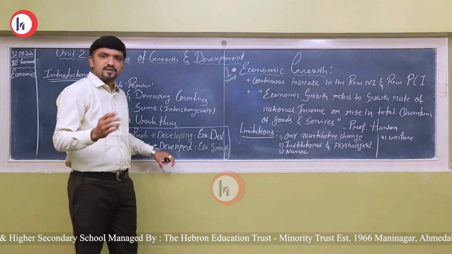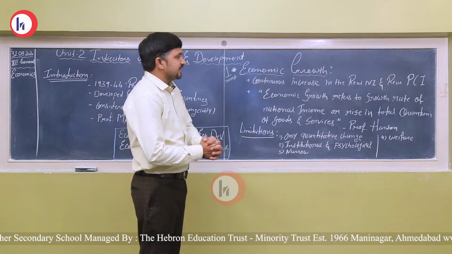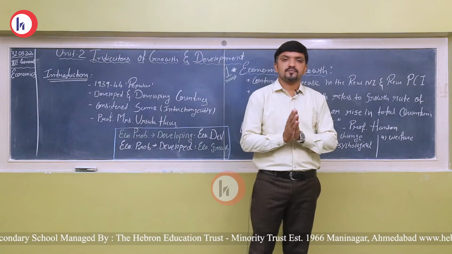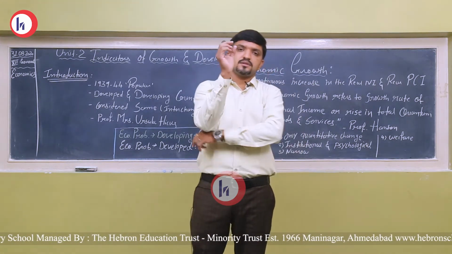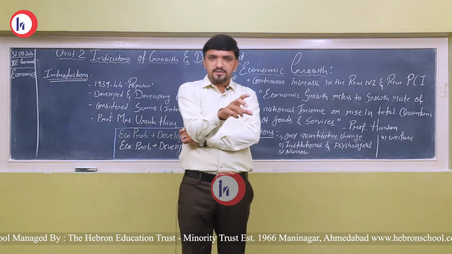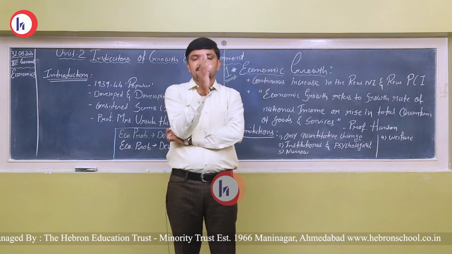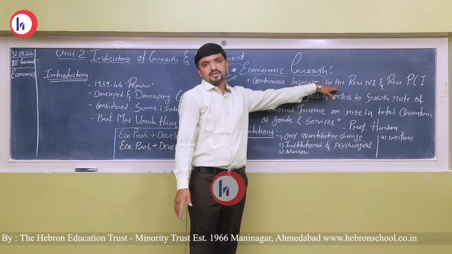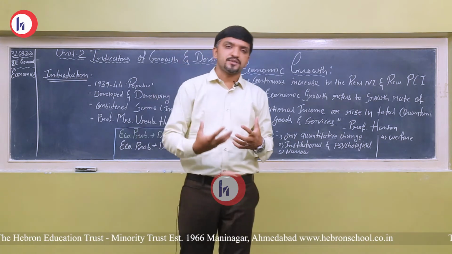The basic meaning is continuous increase in the real national income and real per capita income. Now students, in 11th standard, in the initial chapters, in chapter number 2, we have seen the difference between monetary income and real income. In economic growth, we are not talking about monetary income, we are talking about real national income, that is, the purchasing power, the spending capacity.